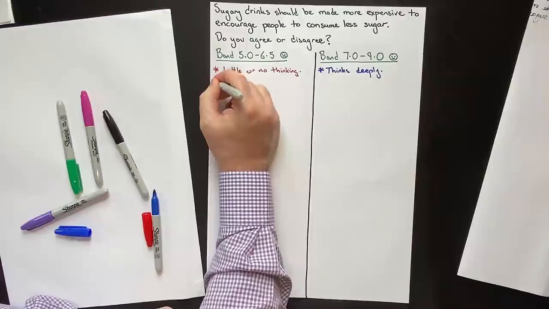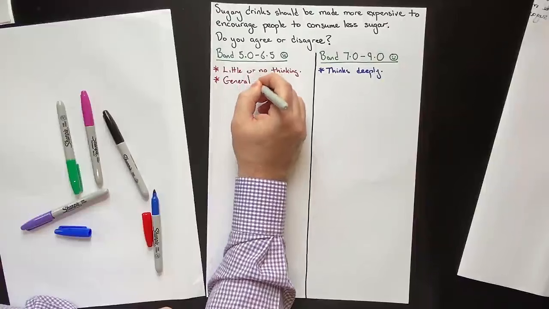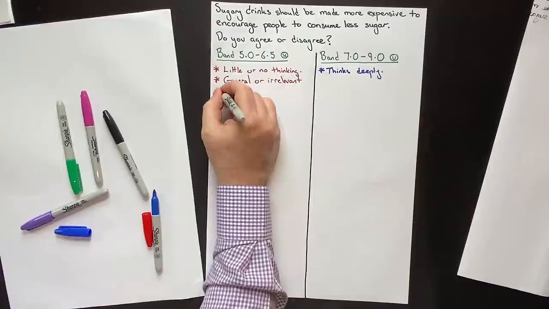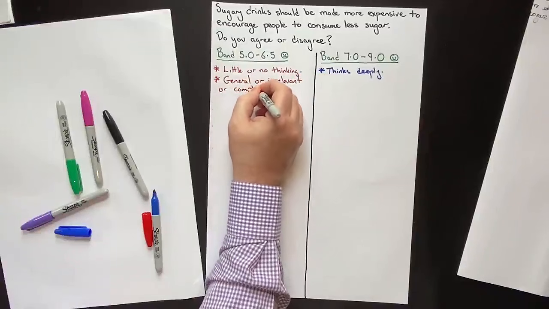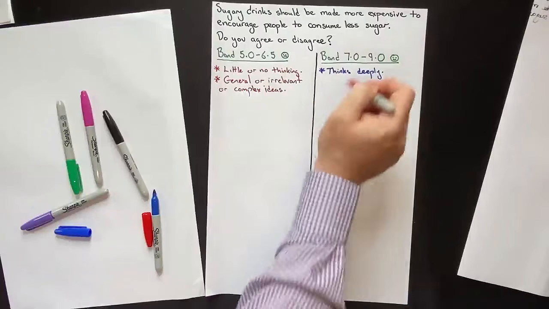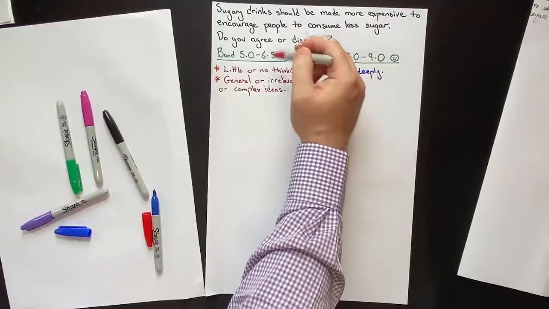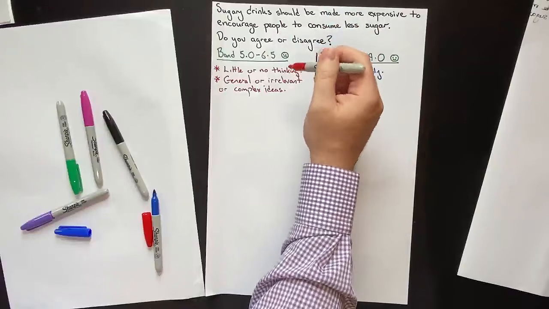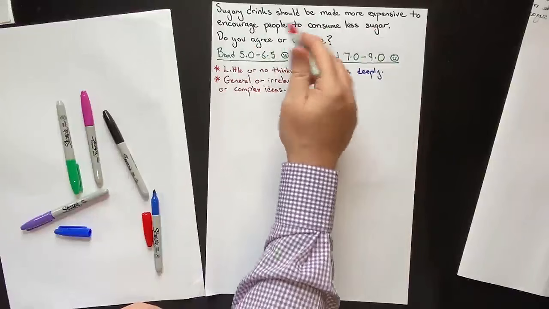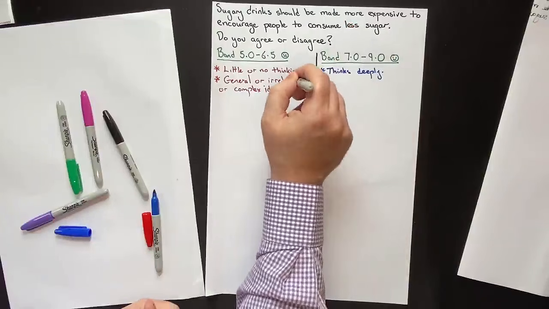Then this student generates general or irrelevant or complex ideas. General ideas are where the student will just talk randomly or write randomly about this topic. So they won't really focus on the specific thing they want them to write about. They'll just write everything they know about sugary drinks and sugar and health and everything without really focusing on the topic.